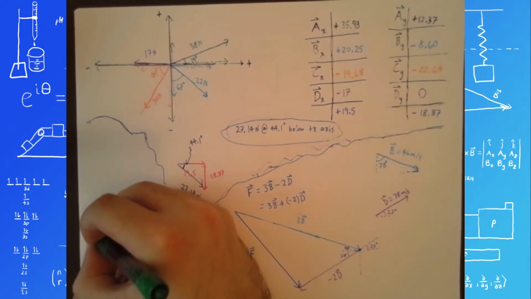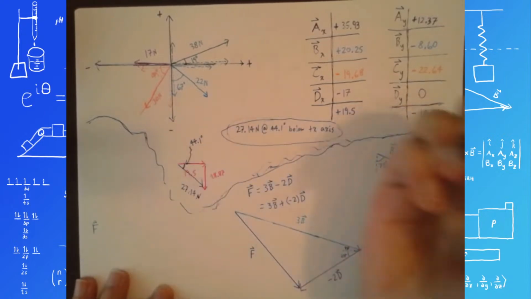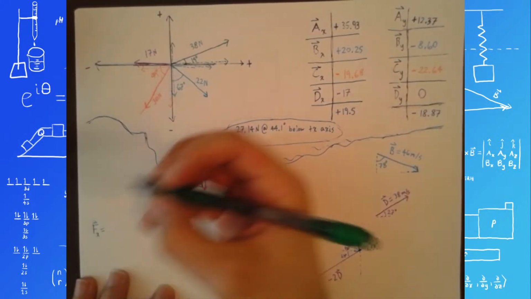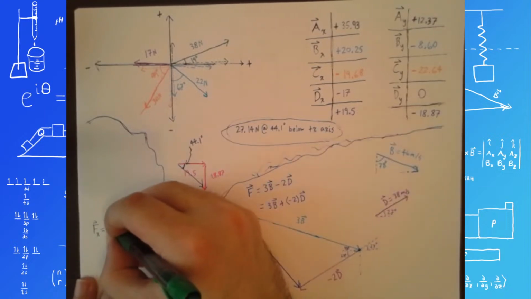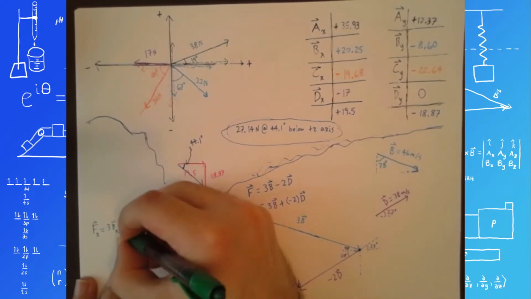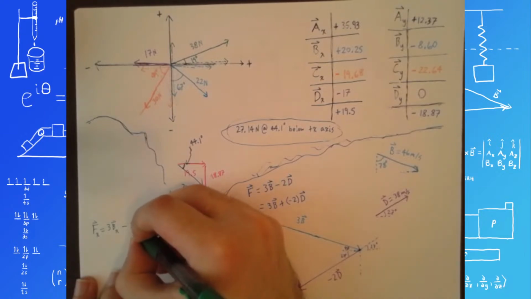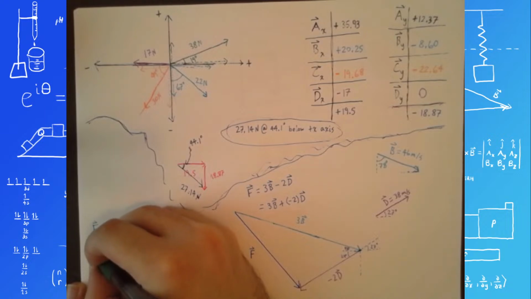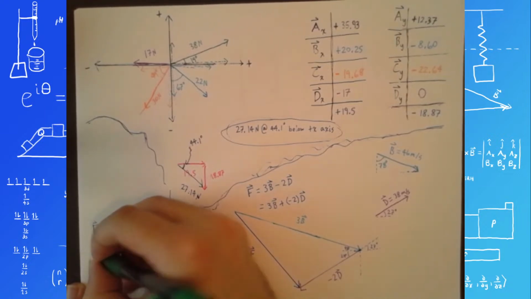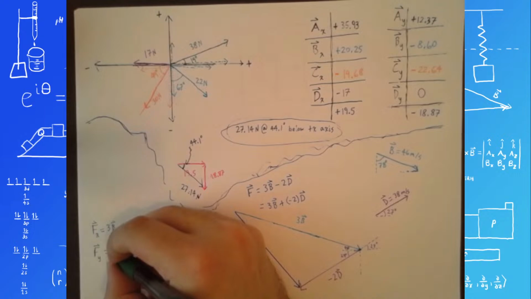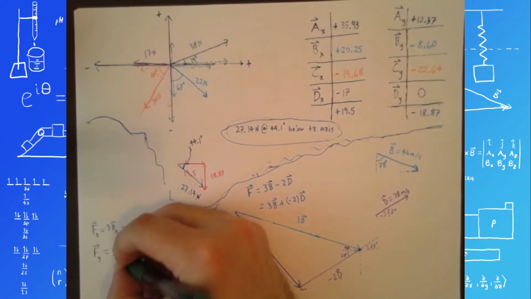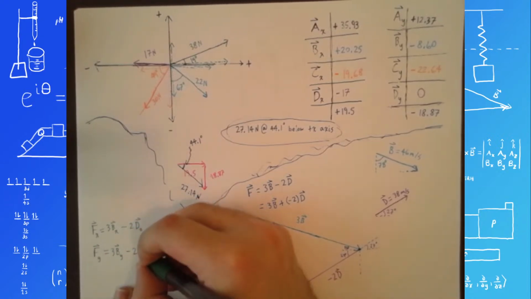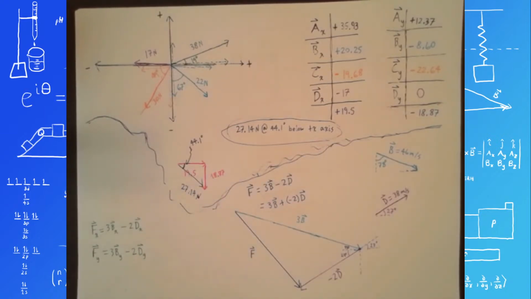Another way of saying this is, the x component of f is equal to 3 times the x component of b minus 2 times the x component of d, and the y component of f, the vertical component of f, is 3 times the vertical component of b minus 2 times the vertical component of d. And let's go ahead and actually draw those components.